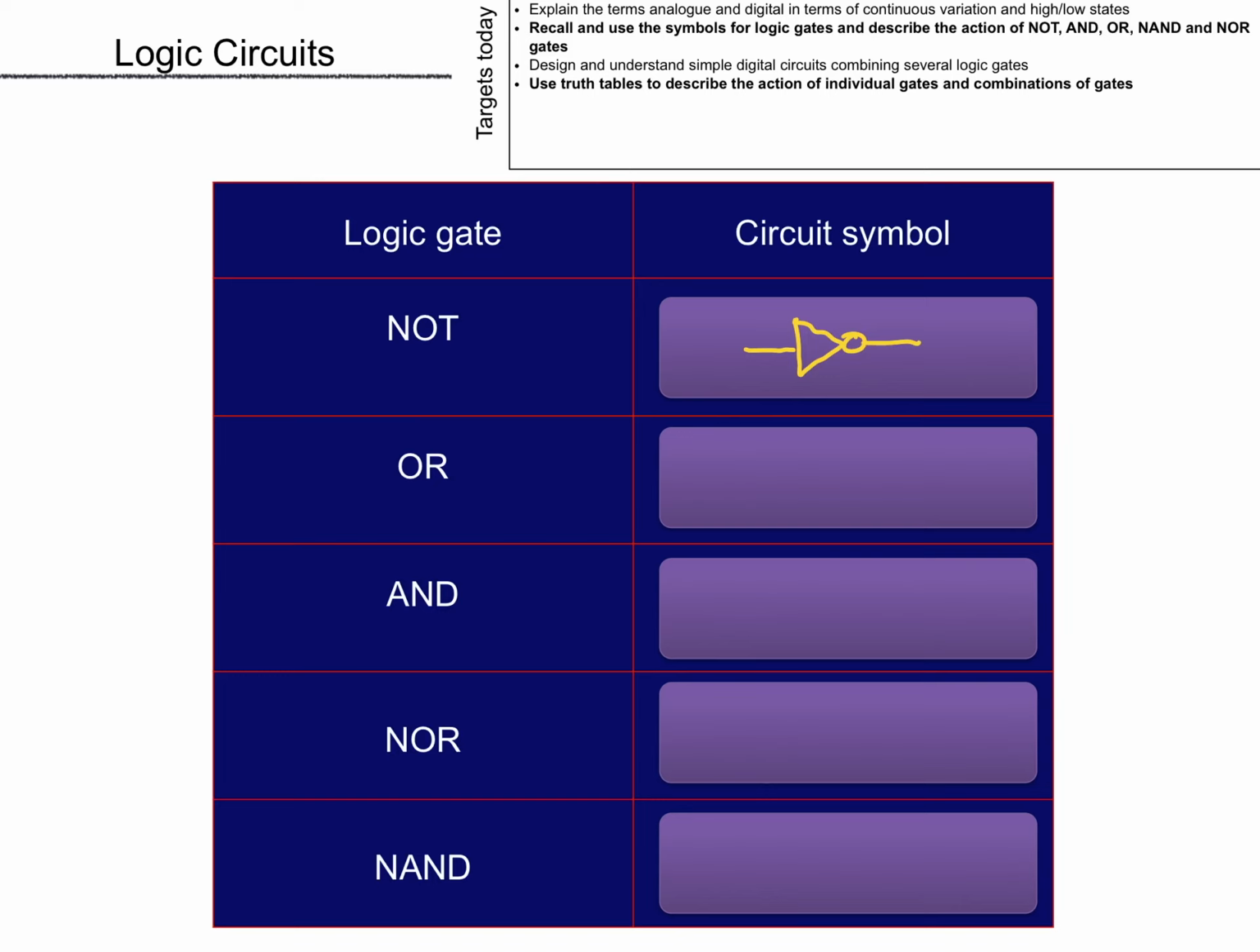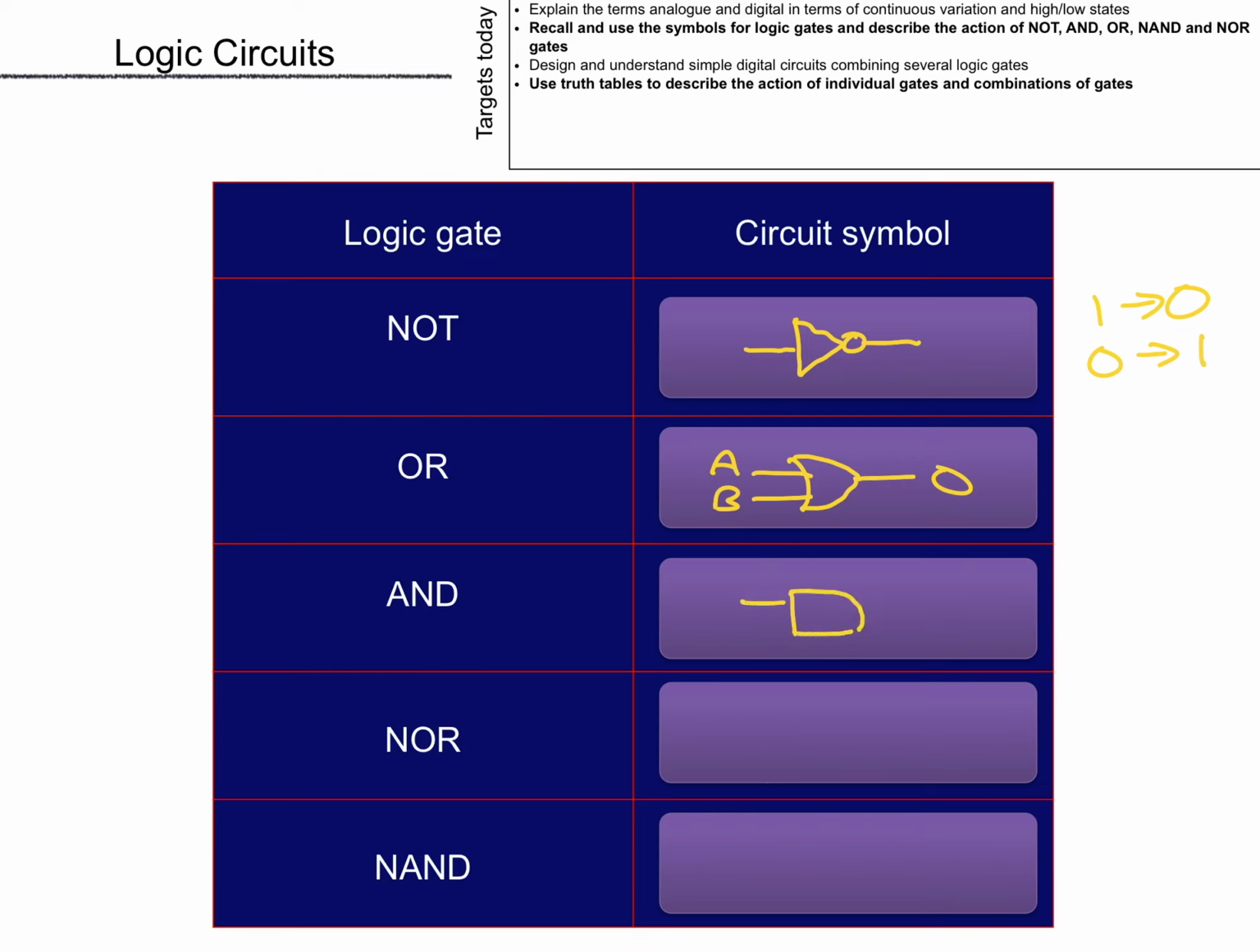It's just a triangle, but the significant part is that circle. That's a clue we'll come back to. Second is the OR gate. This has 2 inputs and 1 output. If input A or input B is high, the output is high. Third, the AND gate takes the 2 inputs. If A and B are both high, the output is high.